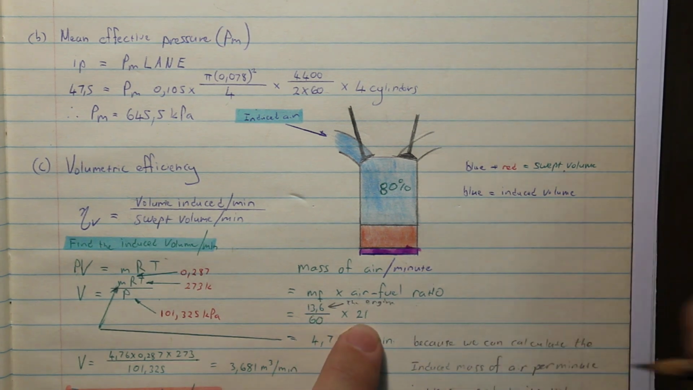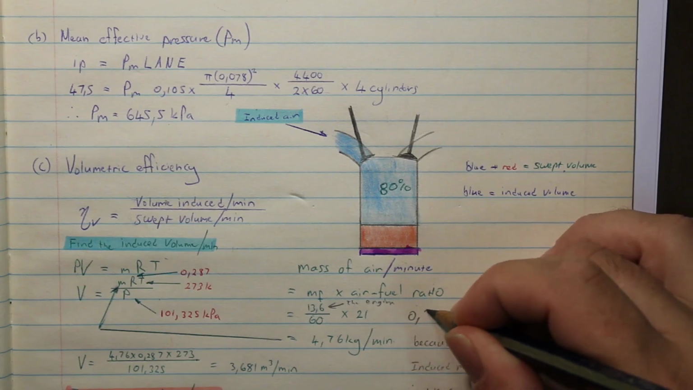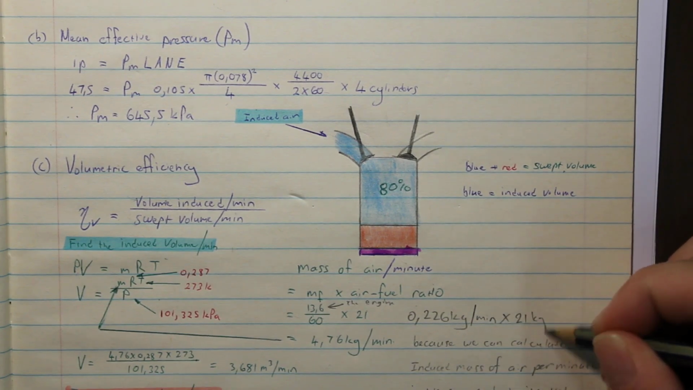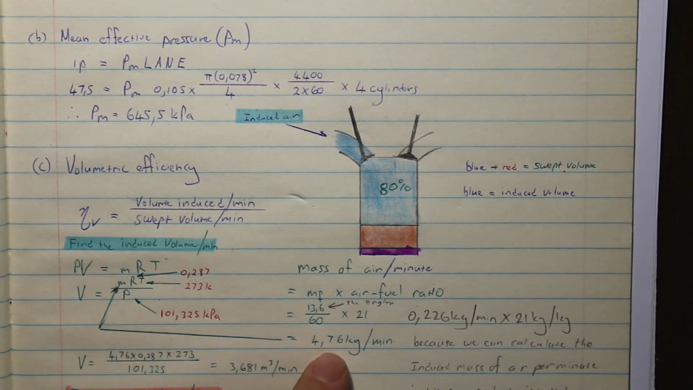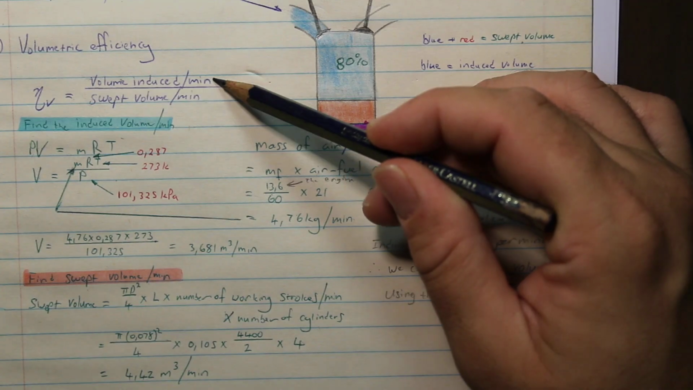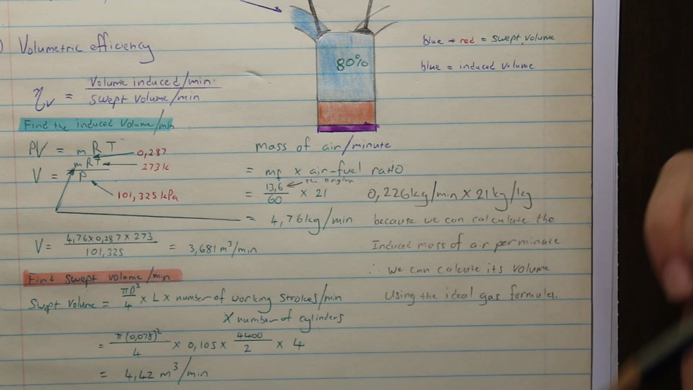So that's basically 13.6 divided by 60 times 21. We calculated that to be 0.226 kilograms of fuel per minute times 21 kilograms of air per kilogram of fuel. And that's going to tell us that for every minute that the engine is running, the engine is sucking in 4.76 kilograms of air every minute. So that's how much air is coming into the 4 cylinders every minute. We're going to put that in there, and then we can solve for the volume. Now we have the induced volume, which is 3,681 meters cubed per minute. So that's the volume that is being induced, the top value here that's being pulled into the cylinders every minute.